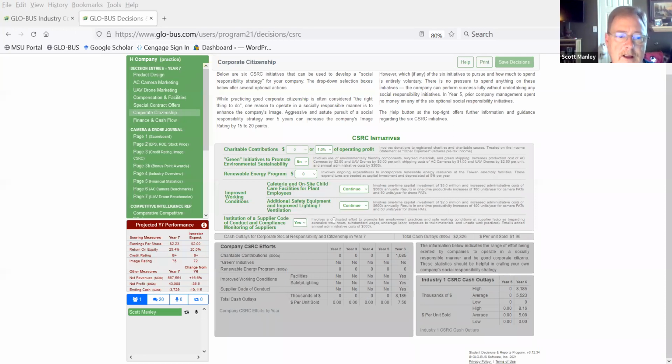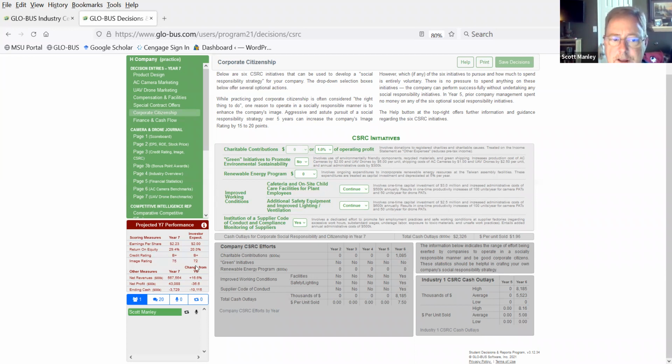Because I'm running the differentiation strategy, I'm going to have relatively low market share, which means that I need to put money into corporate social responsibility. In this case, I'm going to do it incrementally. This year, I'm starting with a minimal donation to charity. I'm doing a 1% charitable donation to nonprofit organizations. And you're going to continue to do something different each year to increase your corporate social responsibility. That helps you to build that image rating.